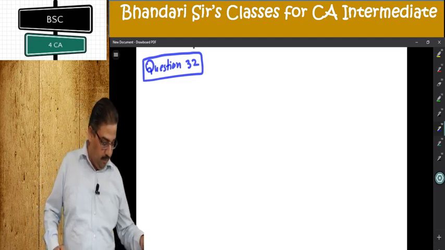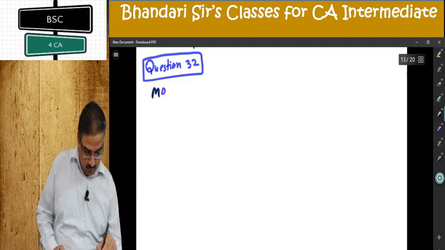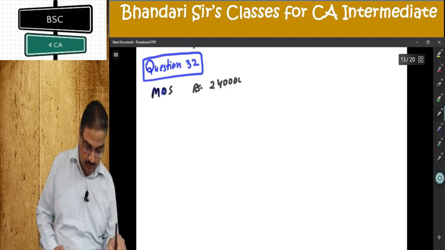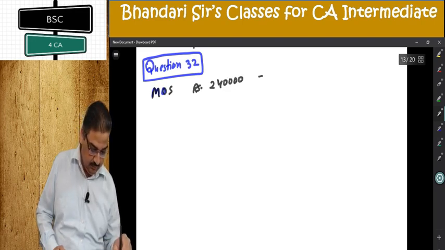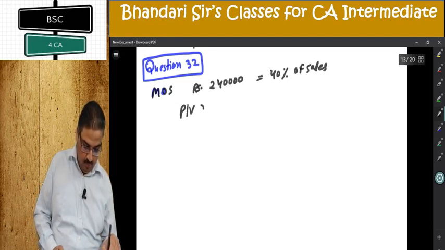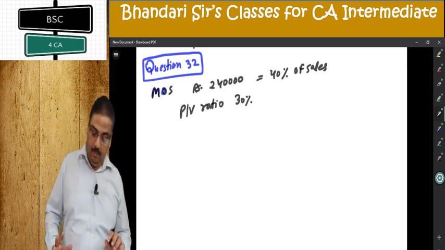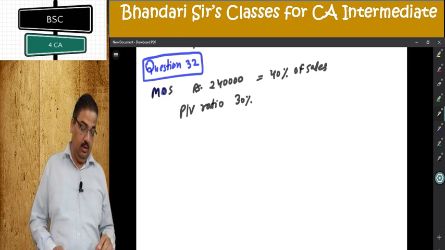Question tells me margin of safety is rupees 2,40,000, which is 40% of sales. PV ratio 30%. You have to compute break-even sale and profit with a given amount of sale. Now, first thing is, let us analyze margin of safety to find actual sale that they are having.